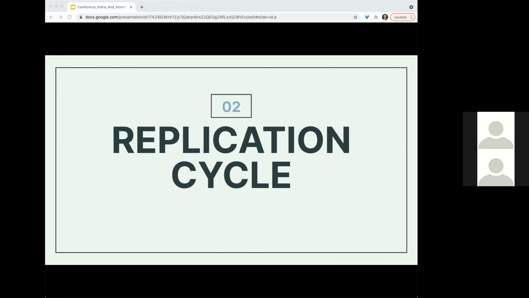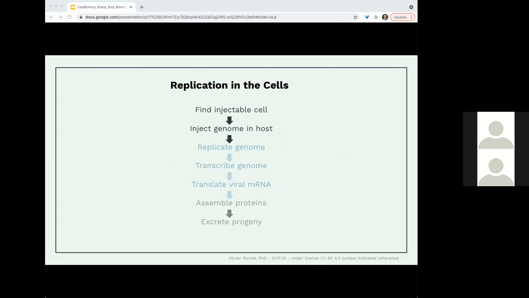As mentioned previously, cardiovirus is a part of the Picornaviridae family, so we will see that its replication cycle is very similar to other Picornaviridae viruses, such as polio. Here is a slide that we are familiar with. It depicts the replication cycle for most cells. We will begin by discussing the early stage.